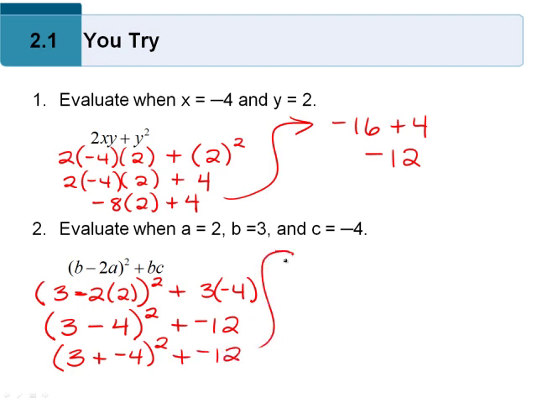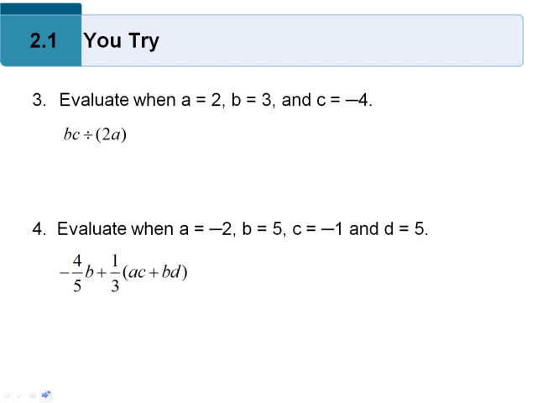Okay, come up here, and so now 3 plus negative 4 in the parentheses, I subtract and keep the sign of the larger number, would be negative 1 squared plus negative 12. Okay, so now exponent or addition. Right, we have to do the exponent. A negative 1 times a negative 1 is going to give you a positive 1 plus negative 12. Subtract and keep the sign of the larger number would be negative 11.